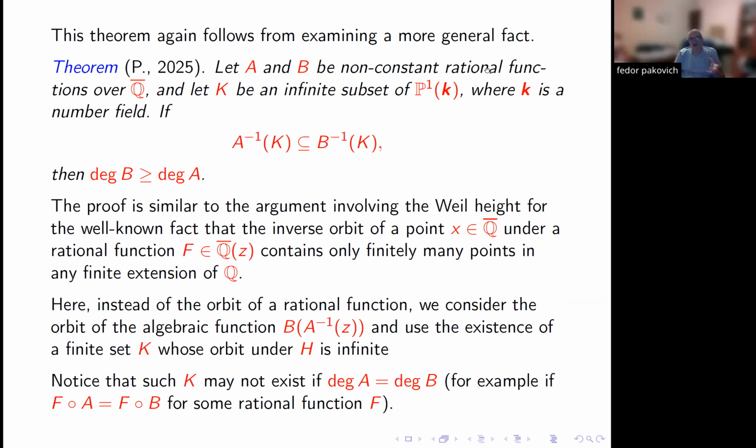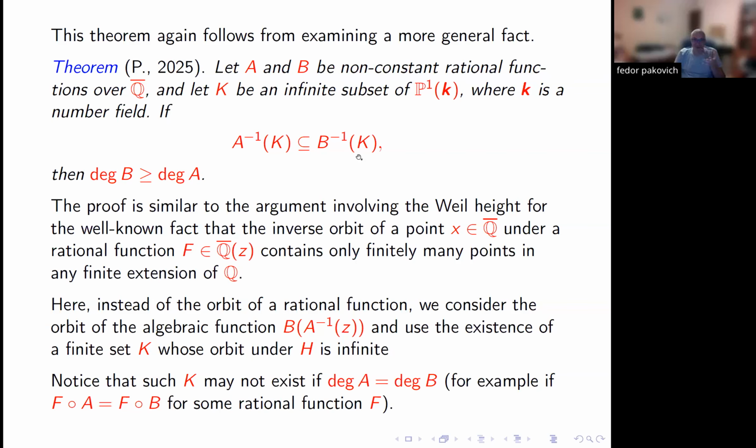So you consider two non-constant rational functions, some infinite subset of your field, and then you consider this condition that this preimage is a subset of this preimage. So the conclusion is that the degree of B should be more or equal to the degree of A. So in particular, if you have the equality here, it implies that the degrees should be equal. Okay, so this gives you a result.